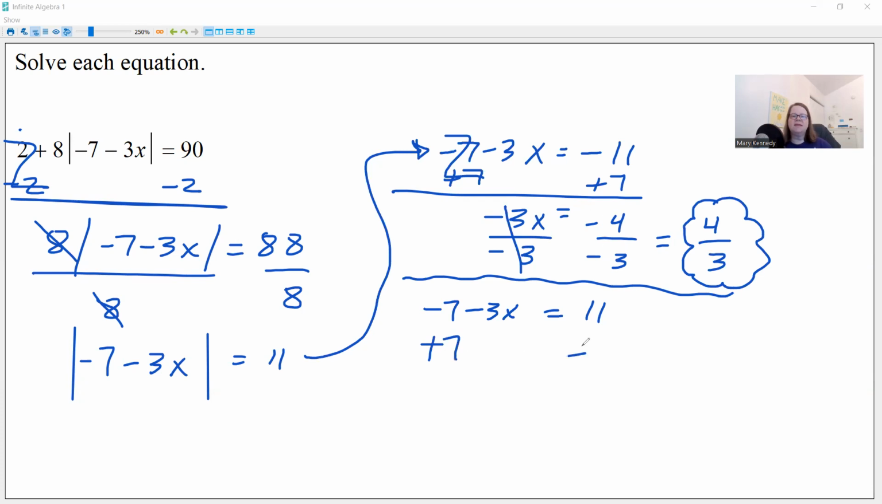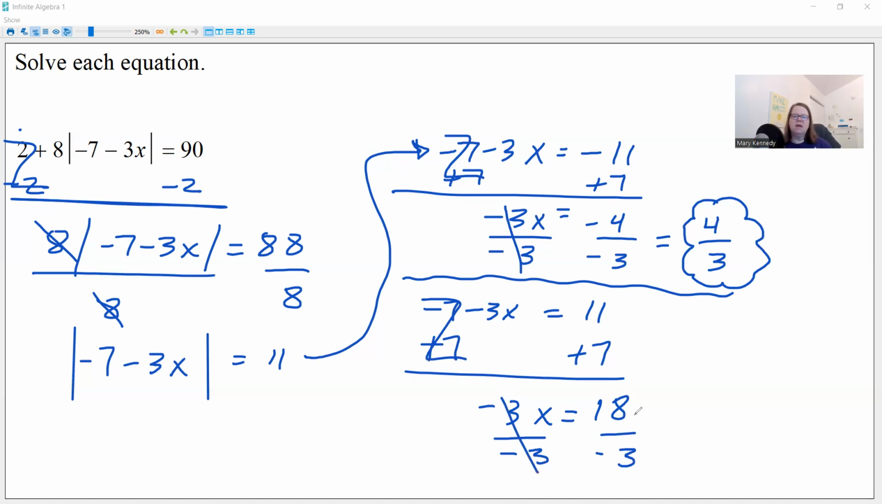All right, let's do the other one. Add 7 to both sides. -7 plus 7 is 0, but 11 plus 7 is 18. And we divide by -3. 18 divided by -3 is -6. So that's our other solution.